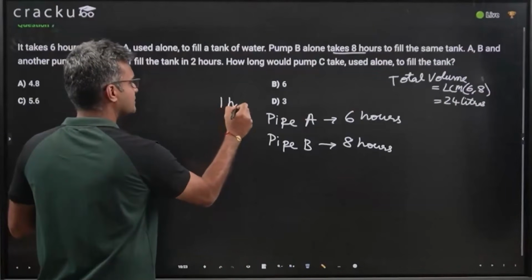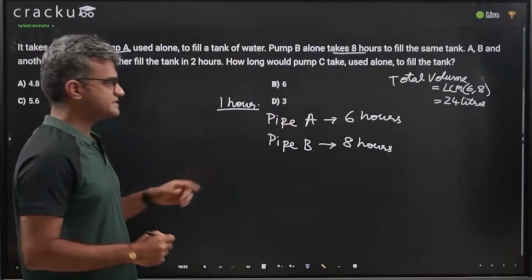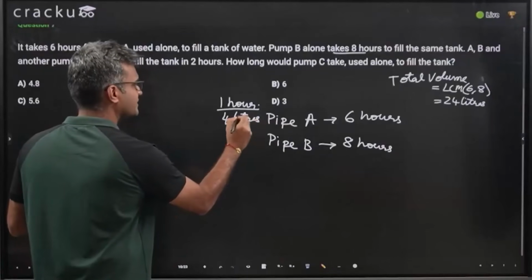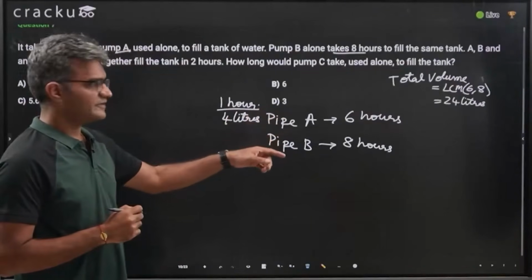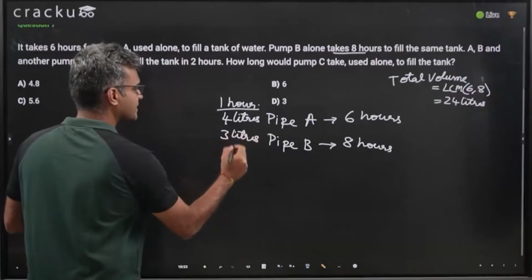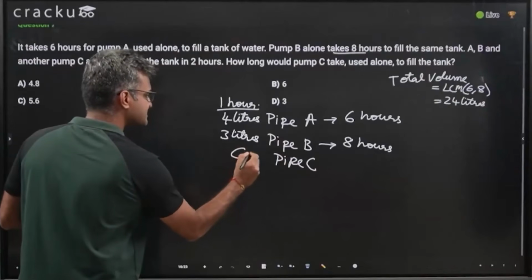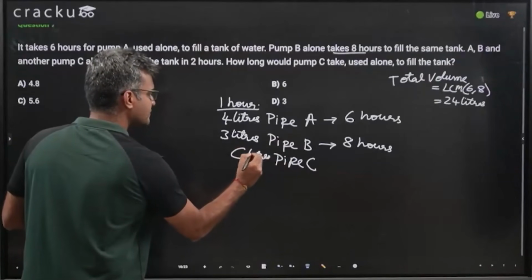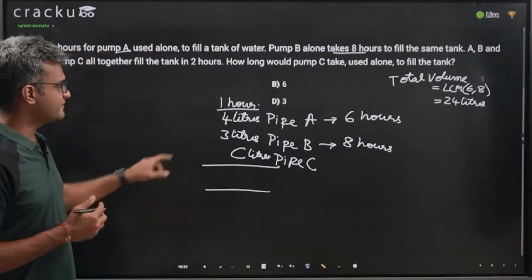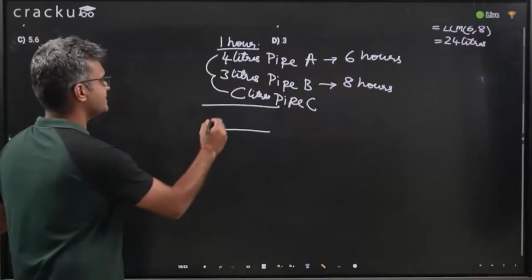So in 1 hour, how much water is filled by pipe A? That will be 24 divided by 6, which is 4 liters. And what is the volume filled by pipe B? That will be 24 divided by 8, which is 3 liters. And we don't know how much water is filled by another pipe C, but let us assume that it fills C liters every hour. So in 1 hour, the total volume of water that is filled will be 4 plus 3 plus C, which is 7 plus C liters.